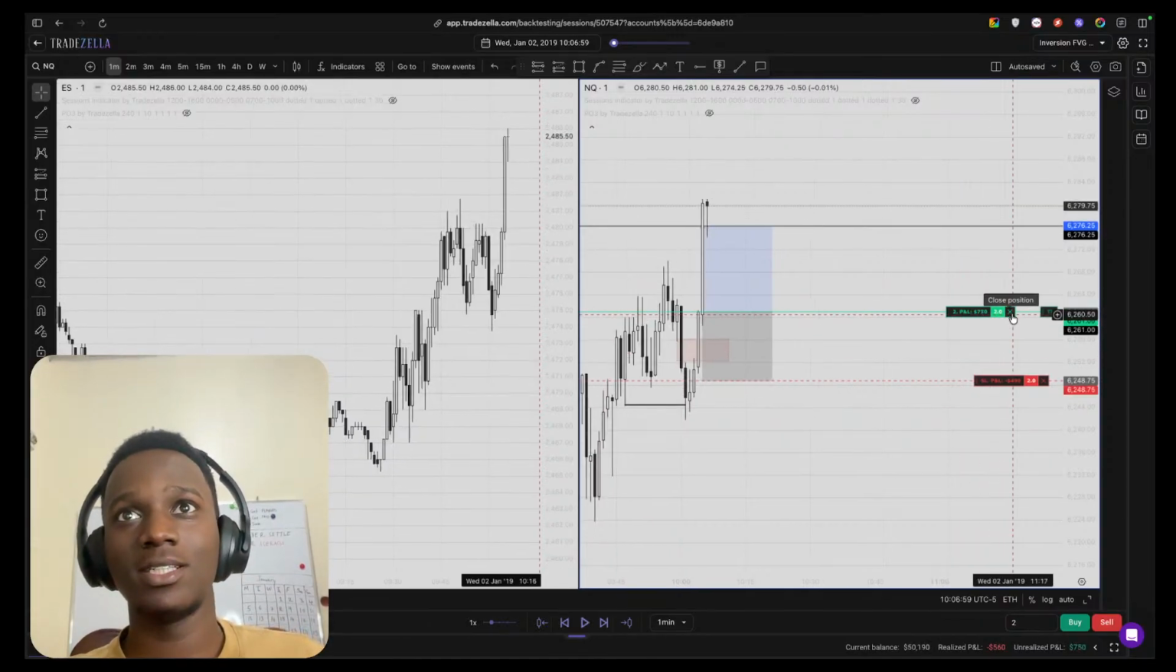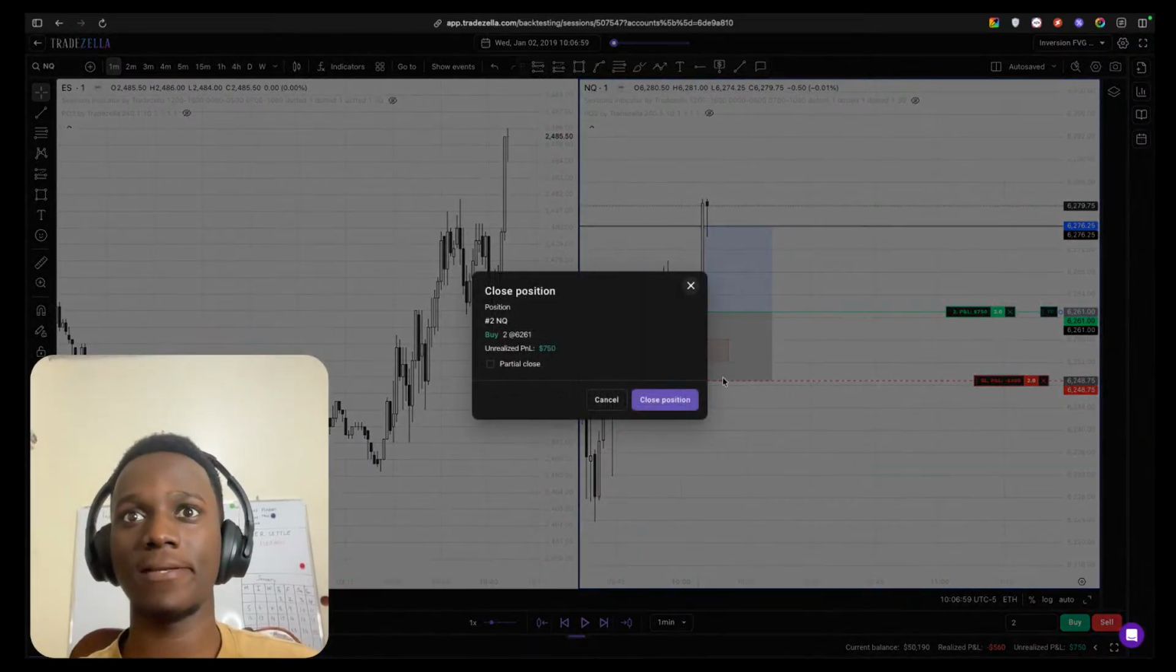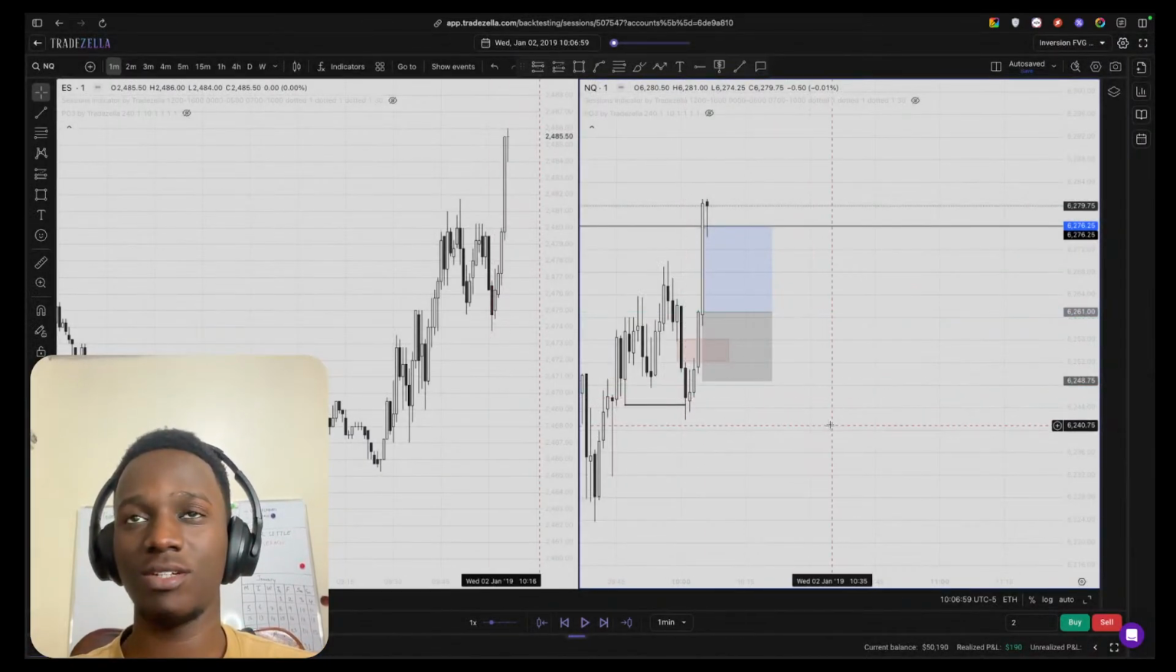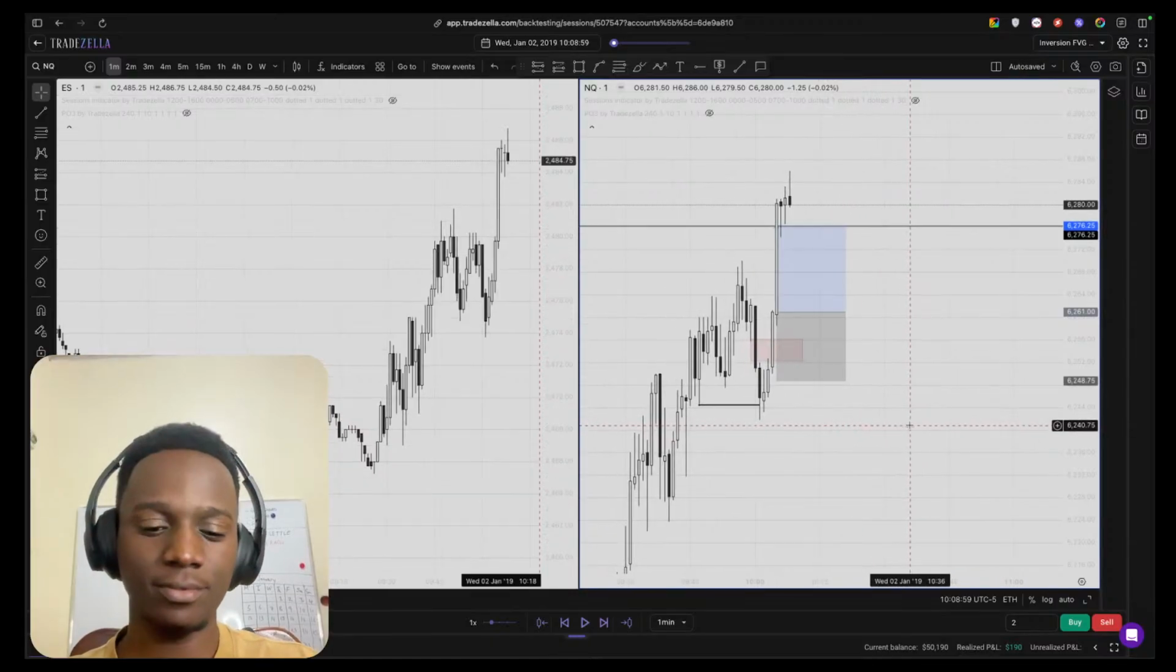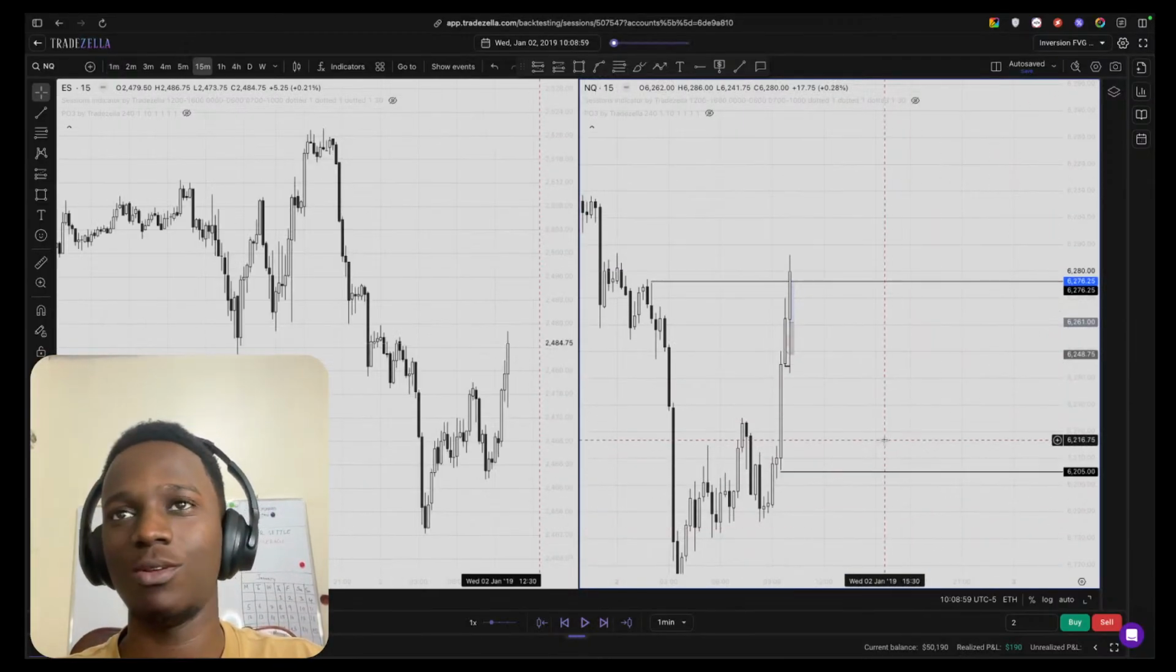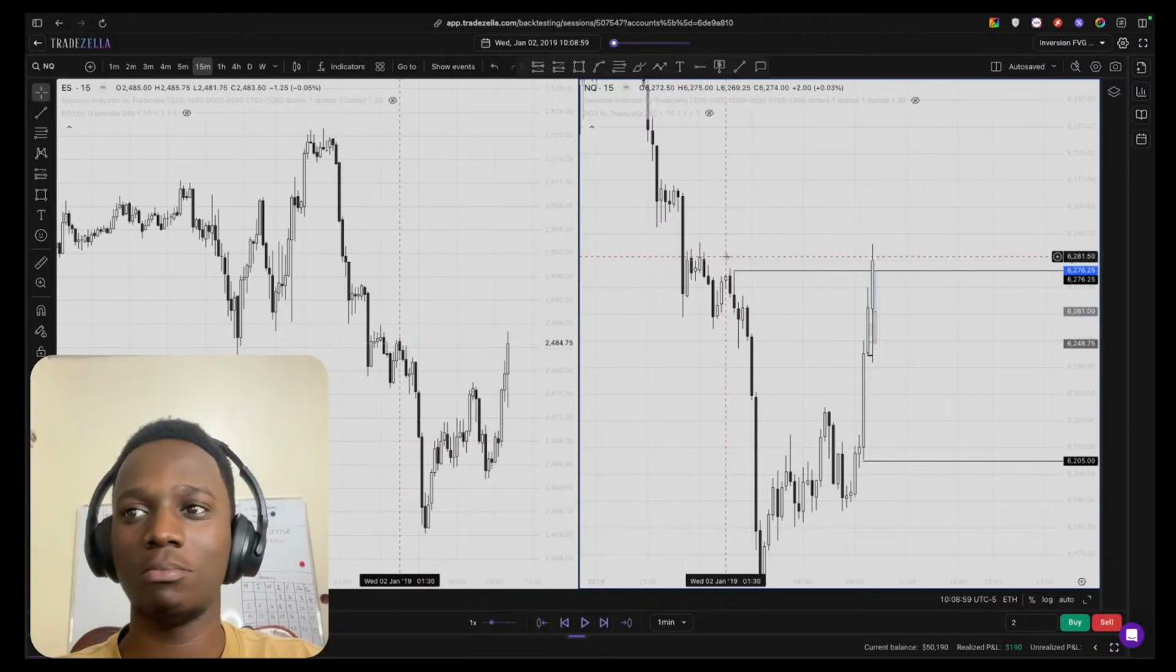And take profit gets hit in one candle. Let's close the position there for $750, and we end up with a realized profit of 1.9.